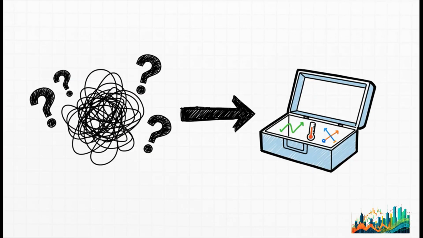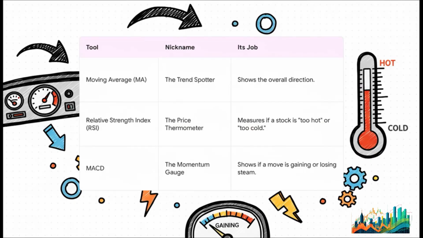And just like that, you've gone from looking at a confusing chart to having a clear, organized toolkit for your analysis. You now have 3 different tools that each tell you something unique about what the market's doing. So let's do a super quick recap. You've got the moving average, that's your trend spotter, giving you the big picture. You've got the RSI, that's your price thermometer, warning you if things are getting a little extreme. And you've got the MACD, your momentum gauge, signaling when the power might be shifting from buyers to sellers or vice versa.